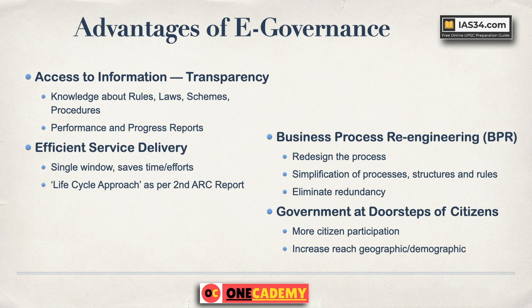Okay, and the next advantage is that government comes to the doorsteps of citizens, because with penetration of internet and mobile connectivity, and internet access through mobile, now most of the people have access to government services. So this has pushed minimum government and maximum governance, and more citizen participation has been encouraged. More people can now take benefits, and there is increased reach both geographically and demographically, means more area is being covered and more people are being covered under the different kinds of public service delivery.